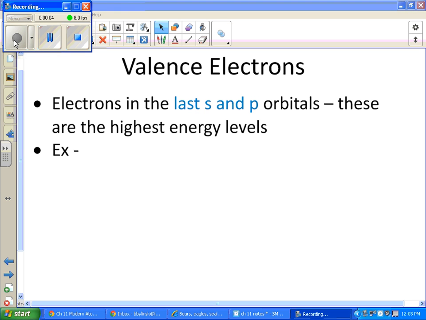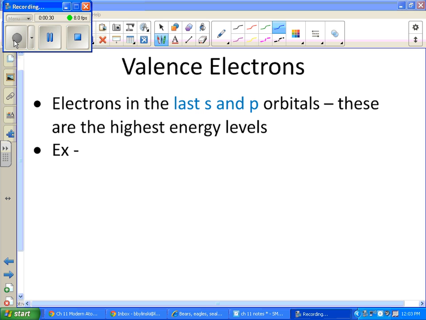Okay, today's lecture is pretty simple. I just want to teach you valence electrons. So the first thing you should do is fill in what these actually are. So it's written in blue. These are the electrons in the last s and p orbitals, which happen to be the highest energy levels. This will actually become more important in the next chapter, which is bonding. But for now, this is just an introduction.